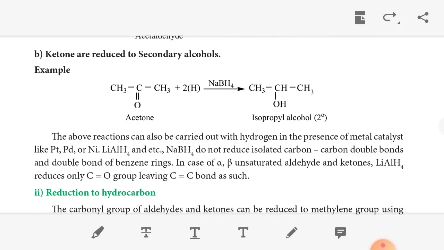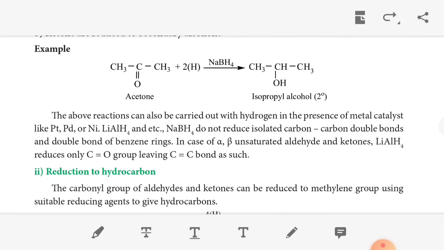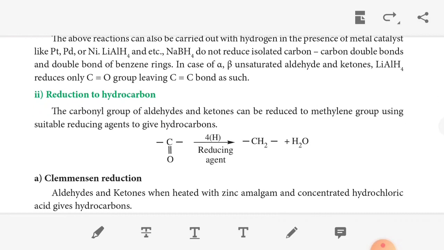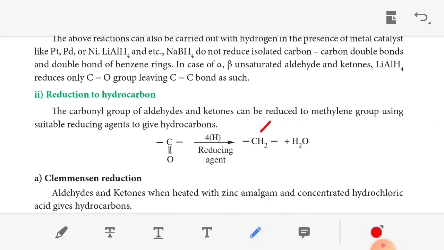The above reaction can be carried out in the presence of metal catalysts like platinum, palladium, nickel, etc. Lithium aluminum hydride reduces only groups having a C double bond. The next one, reduction to hydrocarbons. The ketone, when reduction is carried out, gives a hydrocarbon. The carbonyl group of aldehyde and ketone can be reduced to a methylene group, CH2, using a suitable reducing agent to give hydrocarbon.